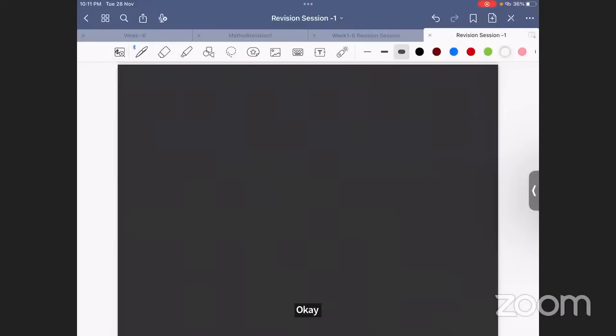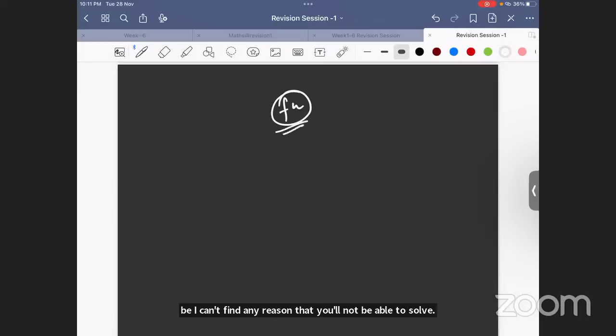Sir, the one thing I can tell you is that the paper is pretty simple. If you go through and are able to solve the previous term paper and at least solve all the activity problems, the basic concepts should be clear. I can't find any reason that you'll not be able to solve it. There won't be any difficult function, I can assure you. All the trigonometric functions are also very simple, sine, cos, that's it.